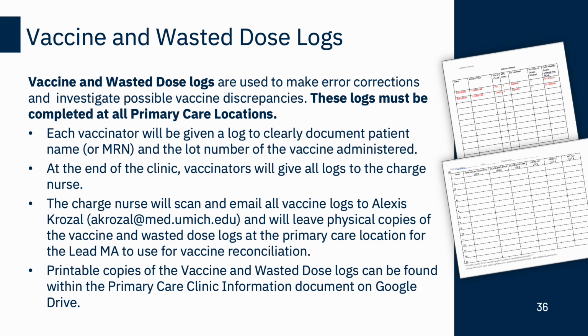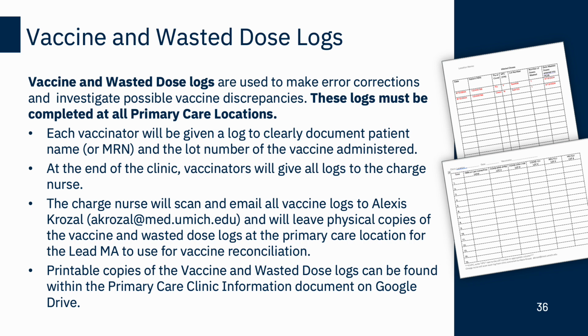Vaccine and wasted dose logs. Vaccine and wasted dose logs are used to make error corrections and to investigate possible vaccine discrepancies. These logs must be completed at all primary care locations. Each vaccinator will be given a log to clearly document patient name or MRN number and the lot number of the vaccine administered. At the end of the clinic, vaccinators will give all logs to the charge nurse.